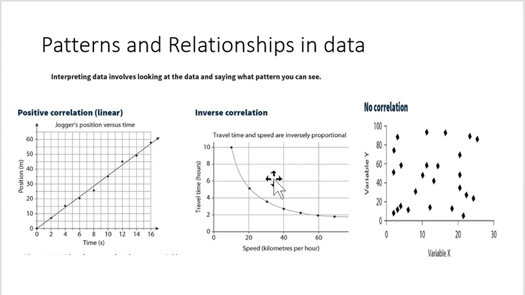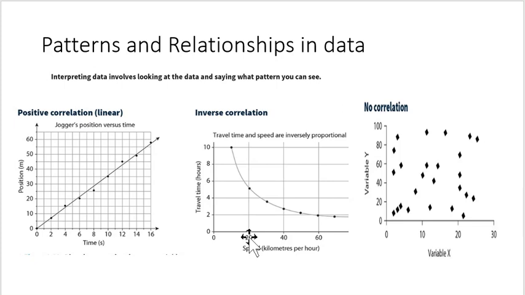Now, if we look at this one, we can see that we have a different pattern being generated. This is travel time, and travel time and speed are inversely proportional. So what does that mean? Along the bottom here, we have speed in kilometers per hour, and then we have the time that's been traveled as well. As the speed in kilometers per hour increases, the time traveled is decreasing. So time traveled in hours is actually getting smaller.